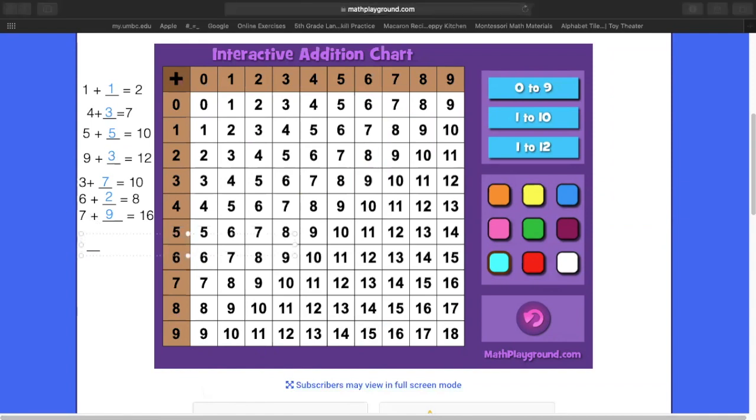Okay, the first one, something plus 1 equals 2. See if you can start that one if you're ready. See if you can start it by yourself. We're going to start on the side this time. Something plus 1 equals 2. So start here and count until you get to 2. The answer will be on the top row.